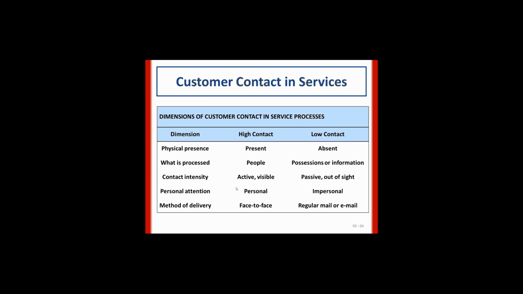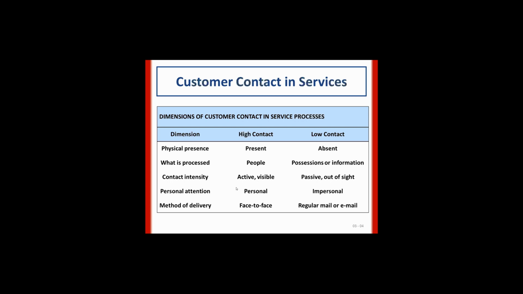First dimension is whether or not the customer is physically present in the process. The customer can be present or absent. For example, to get a haircut, you have to be there. Therefore, a haircut can be considered high contact. On the other hand, buying a product online can be considered low contact when you're absent from the interface.